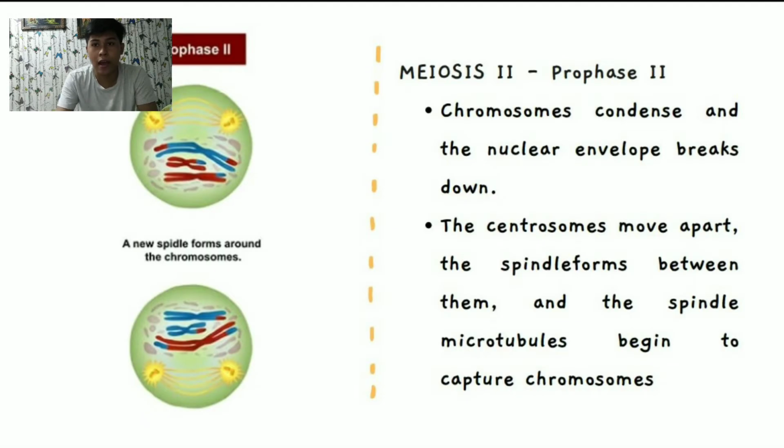Let's go to meiosis 2, or we call it prophase 2. Okay? Chromosomes condense and the nuclei involved break down. The centrosomes are moved apart and spindle forms between them, and the spindle microtubules begin to capture the chromosomes. So, ayan po siya. Makikita nyo naman po sa image.